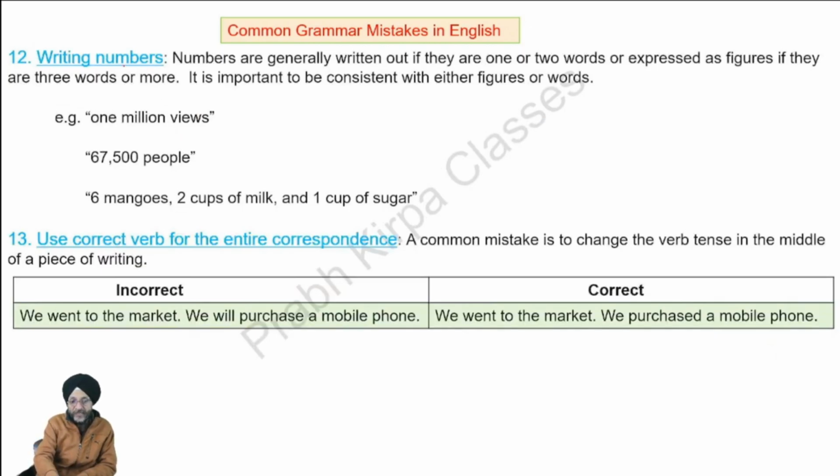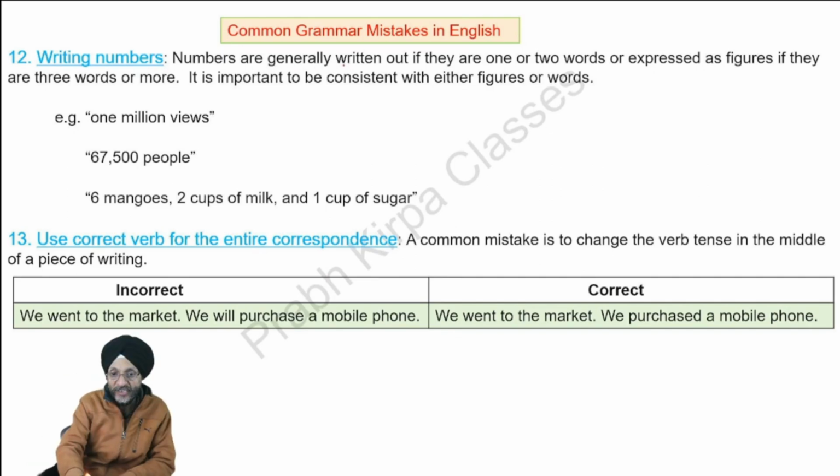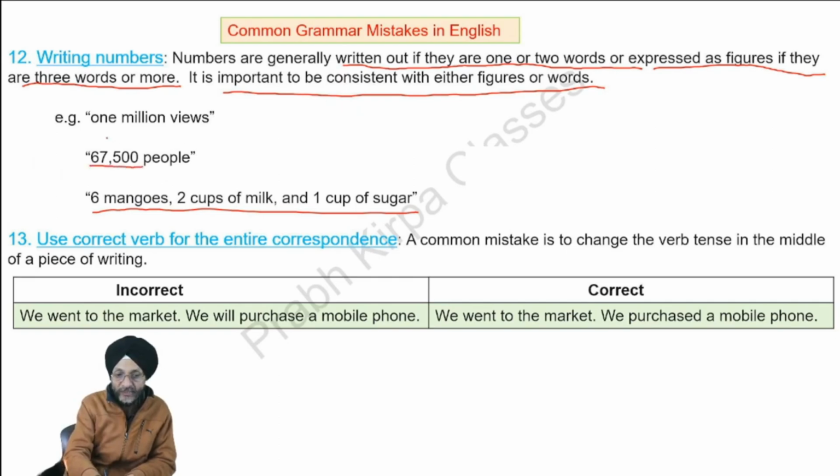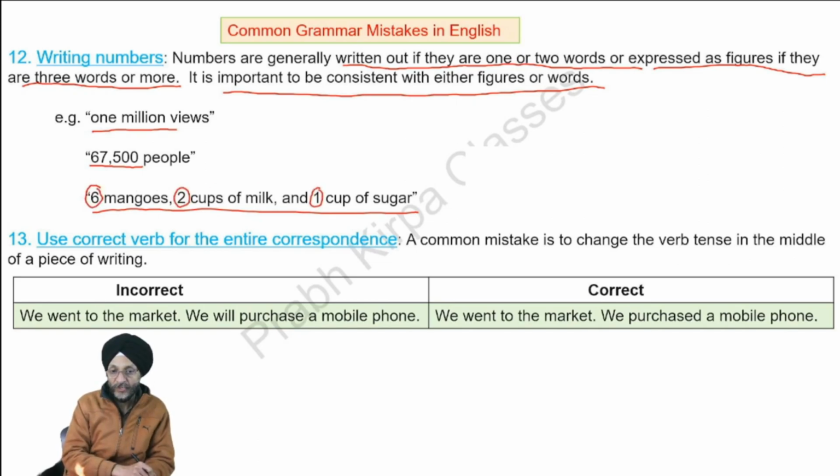Next, there may be some mistakes in writing numbers. Numbers are generally written out if they are one or two words, or expressed in figures if they are three words or more. It is important to be consistent with either words or figures. We should write the numbers either in figures or in words. Here you can see that the same has been written in either figures or words. Here you will see that all these have been written in figures, all these in words. So we should be consistent either with the figures or with the words. Here you will see 67,500. Either you can write the same in words properly, or you should write the same in figures properly.